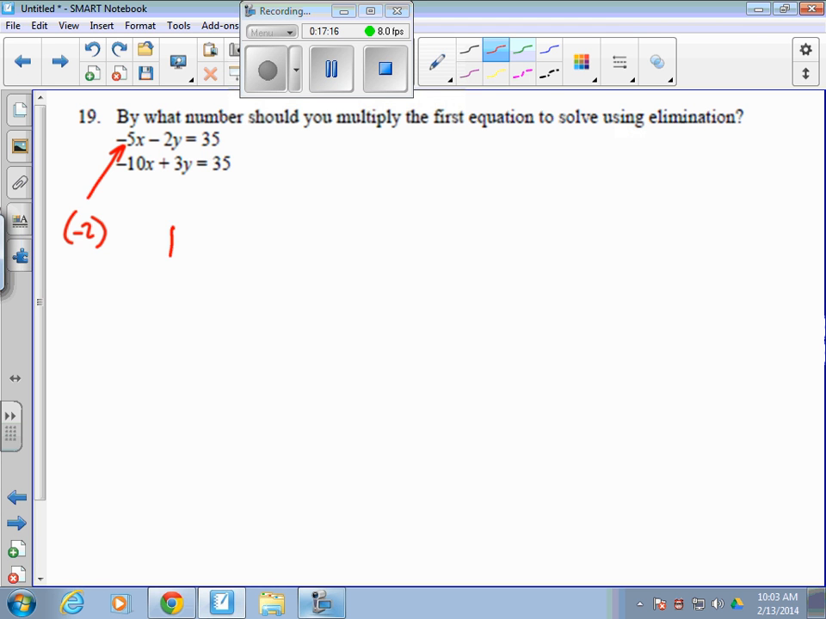That'll give you positive 10x. That'll give you positive 4y. And it'll give you negative 70. So that's what that equation will look like. However, the question only asks you, by what number should you multiply the first equation to solve? Negative 2 is the correct answer for 19.